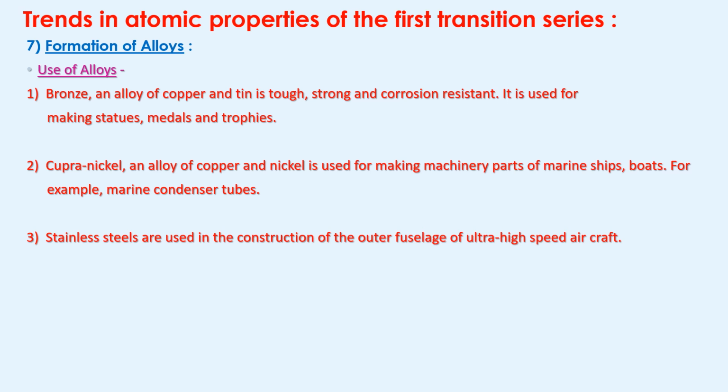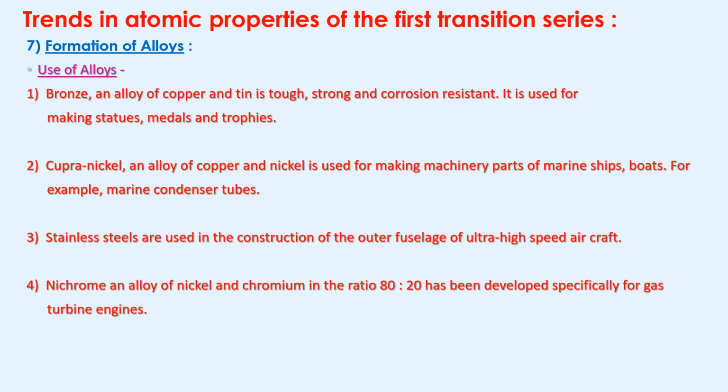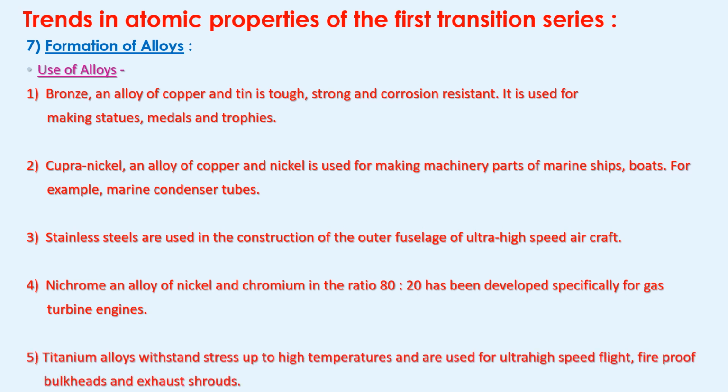Next, that is nichrome, an alloy of nickel and chromium in the ratio of 80:20, and it is specifically used for gas turbine engines. Next one is titanium alloy, which withstands stress up to high temperature, and is used for ultra high speed flight, fireproof bulkheads and exhaust shrouds. So in this way, in your exam they ask you the uses of alloy: bronze, cupronickel, stainless steel, nichrome and titanium alloy. In this way we complete all the atomic properties of first transition series. Thank you.